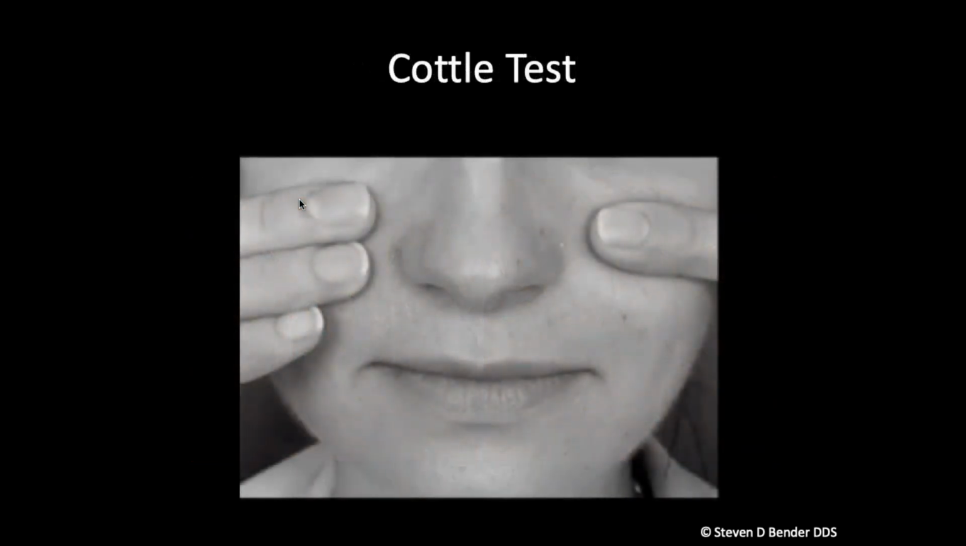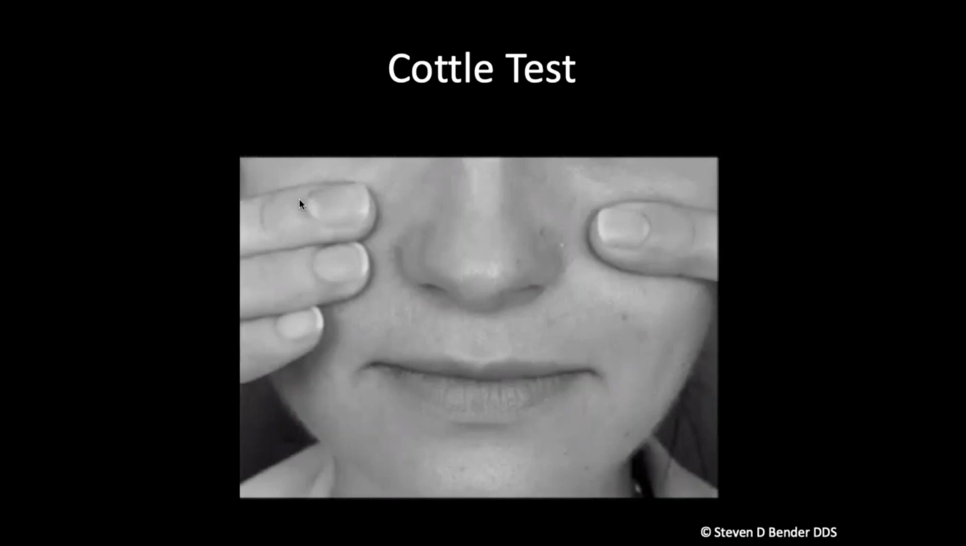A good test, if you suspect either internal valve restriction or external valve collapse, is what's known as the Cottle test or the Cottle maneuver. This is basically where you just have the patient, or you kind of tug on these areas pictured in this image and ask them if they feel like they can breathe better.